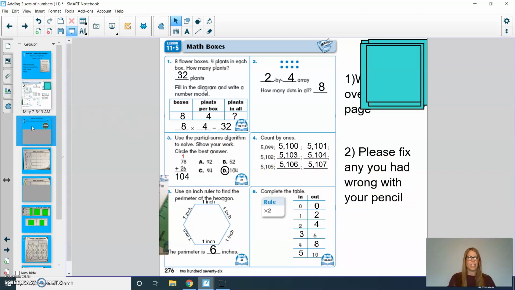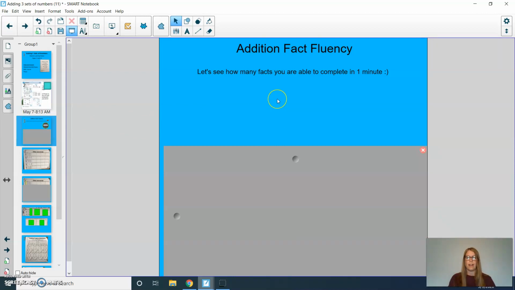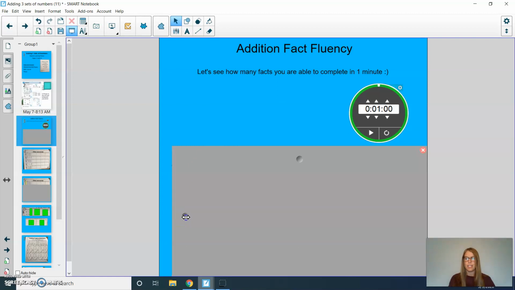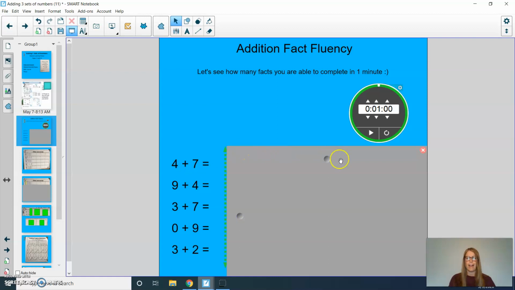The next thing we're going to do is work a little bit on our addition fluency facts. So I want you to see how many of these facts you're able to complete in 1 minute. And I'm going to just kind of show you first what this will look like before I start the timer. So I have 4 columns of 5 facts. So a total of 20 facts that I'm hoping you can do in 1 minute.